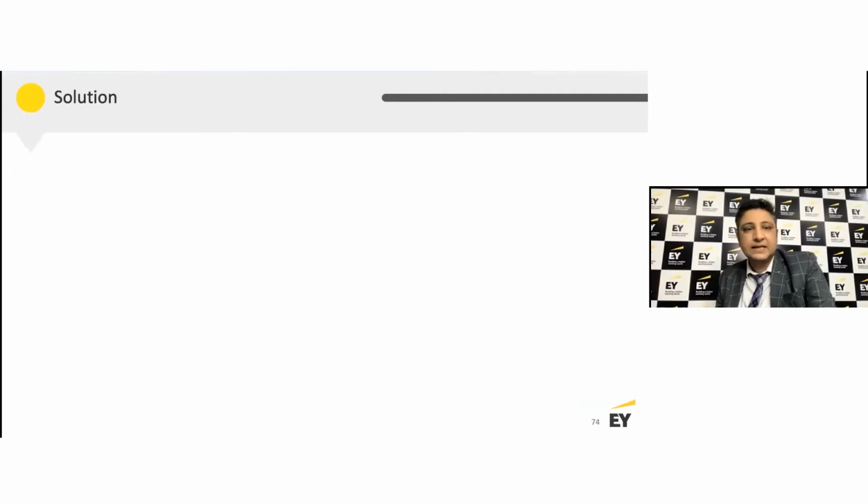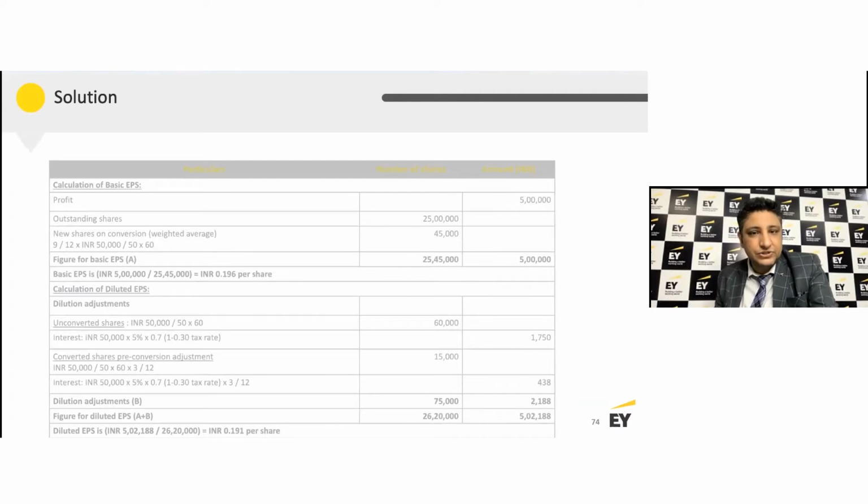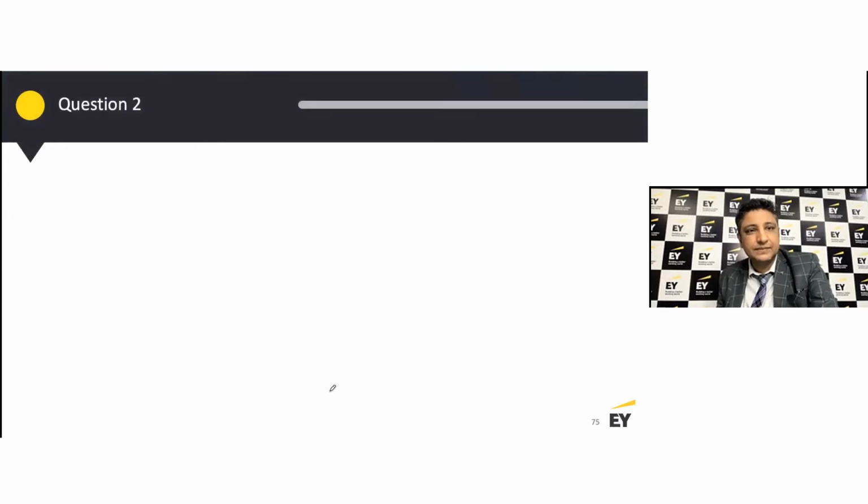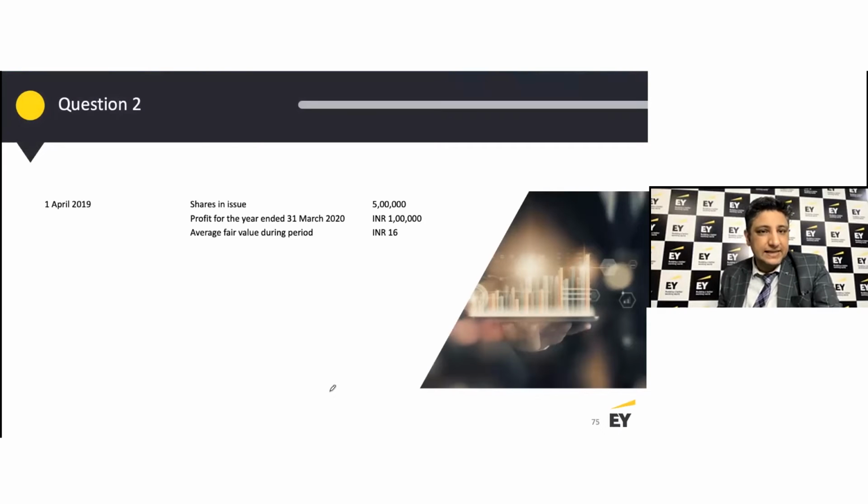Okay. Let's have a look at the formal solution. This is what we have done. And that's how, for example, you are looking at how the basic EPS is calculated, and the number of shares outstanding are calculated. Likewise, adjustment to the profitability is done along with the adjustment to be made to the number of shares outstanding. Okay. And accordingly, you are able to calculate the basic as well as the diluted EPS. All right. Let's have a look at this scenario.